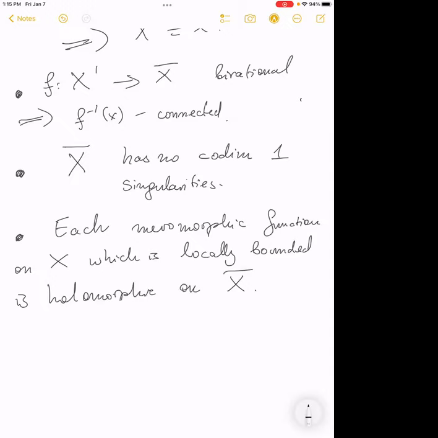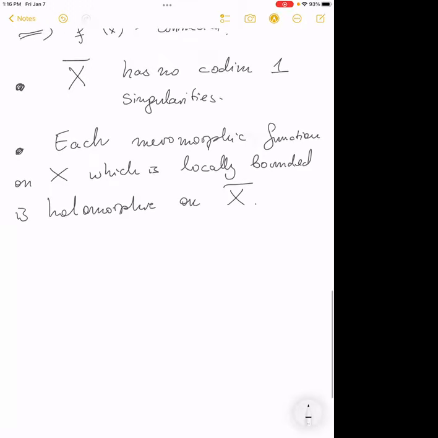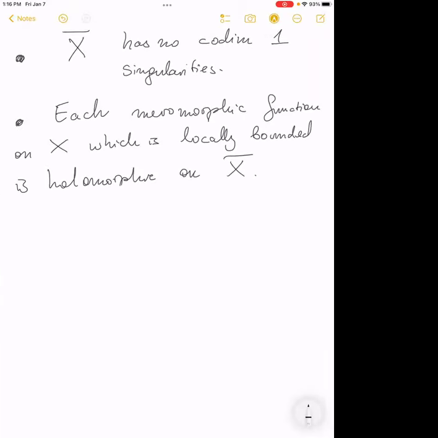That's what's involved here. You start with a meromorphic function. It does not assume it does not blow up locally at a point. Then on the normalization, that meromorphic function becomes holomorphic. This is something that my colleagues from the Department of Complex Analysis, I think, will appreciate.